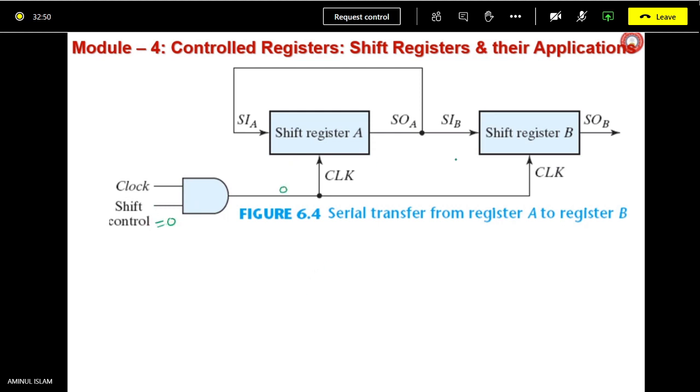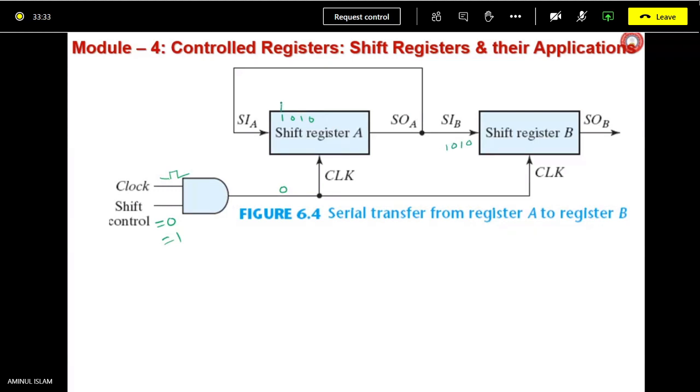So clock is not applied, or 0 is applied, so no transition will occur. If you apply shift control 1 and the clock is coming, then that clock will be applied in both the registers. Say A was holding 1 0 1 0, 4 bits. These 4 bits will be transferred to register B serially, 1 bit at a time. Suppose 0 will go first, then 1, then 0, then 1.